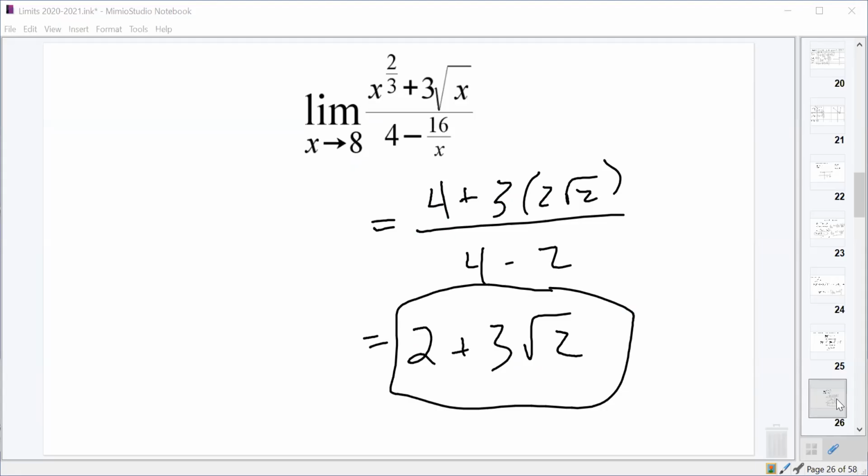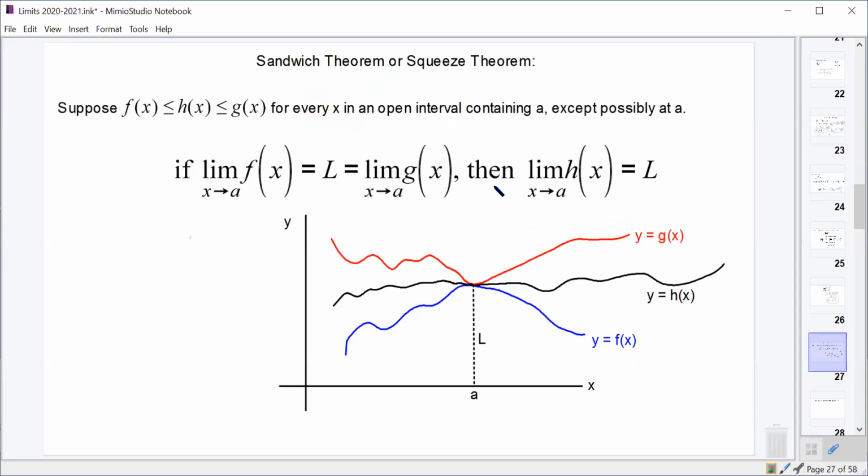All this limit stuff is pretty easy until it gets more difficult. Everybody feeling okay so far? Anybody having issues? All right, now we're going to start making it a little bit more difficult. A little bit.